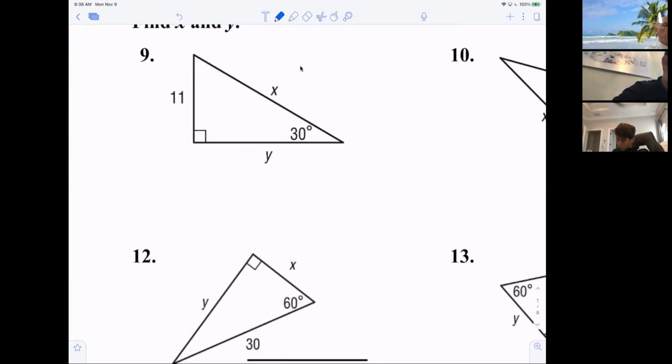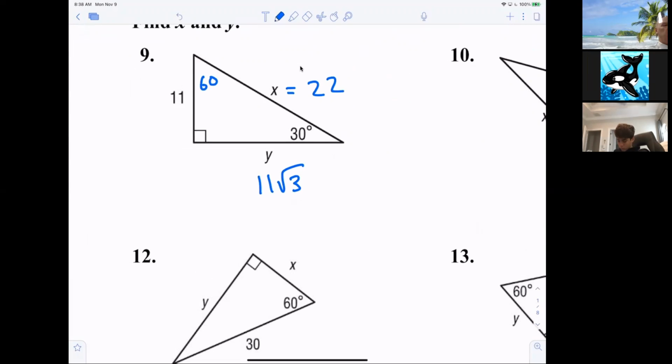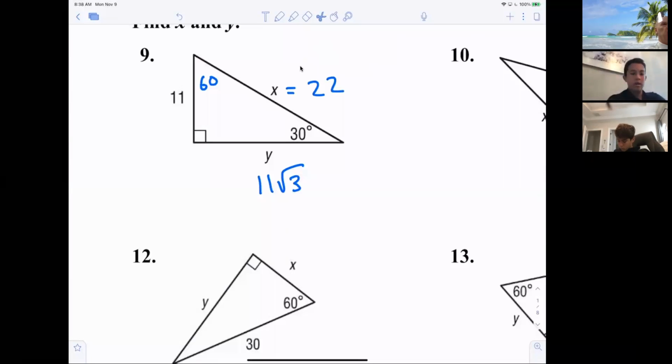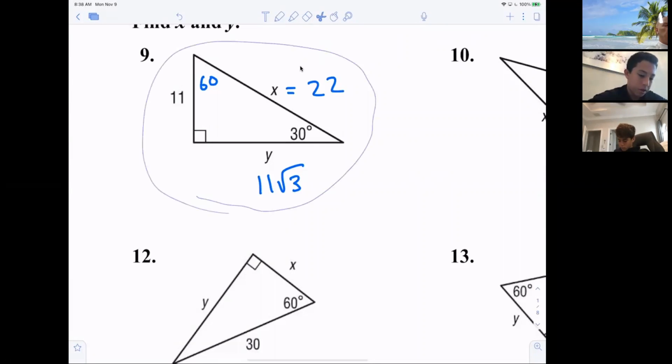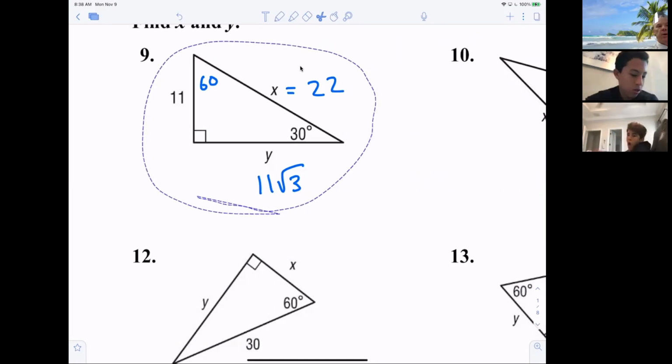All right, so here we go. So now, number 9, the hypotenuse is what? 22. And the other leg? 11 radical 3. Again, I always like to remind kids there's 3 different angles, so there's a radical 3 involved. 2 different angles, radical 2. Now, in my opinion, if you're struggling a little bit, always refer to question number 9. And that shows you the pattern. Dividing by 2, multiplying by radical 3.